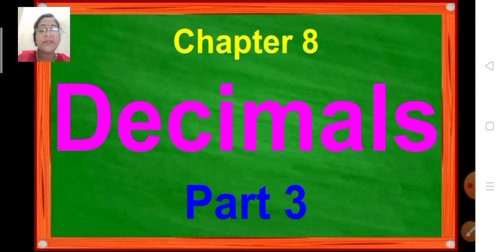Children, in the previous section, we have learned how to write decimals as fractions and fractions as decimals. And also we have solved problems of exercise 8.1. In today's section, we will continue to solve the remaining sums of exercise 8.1, that is question number 9 and 10. And we will also learn about the hundredths and the thousands, and we will solve exercise 8.2.